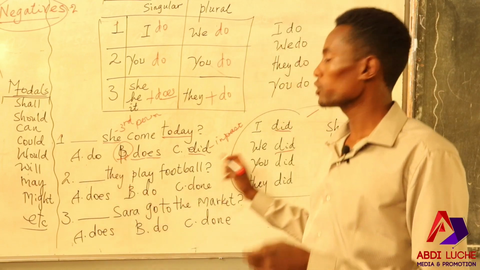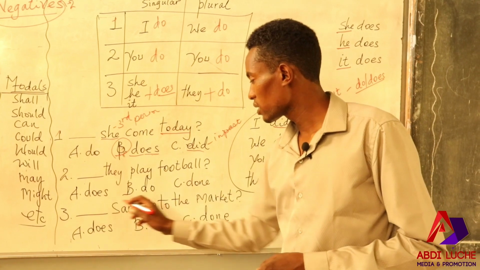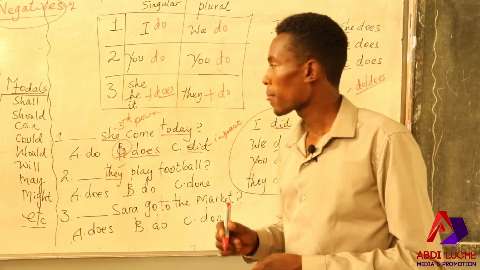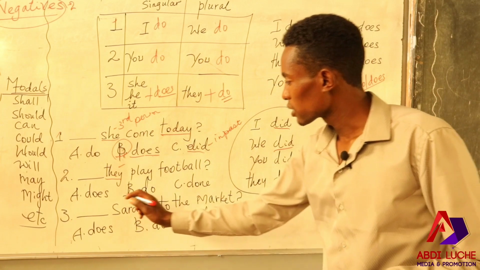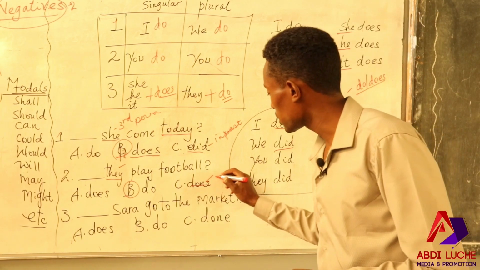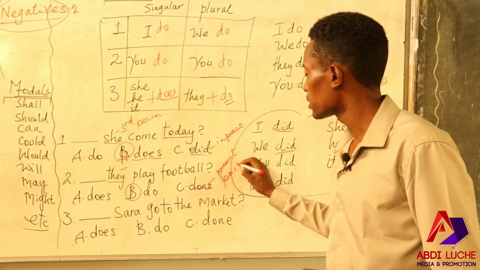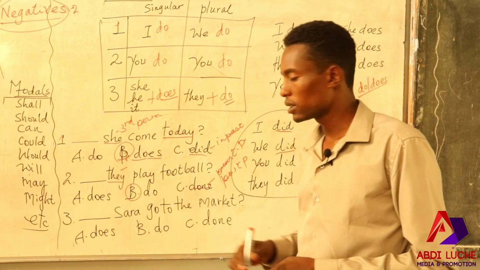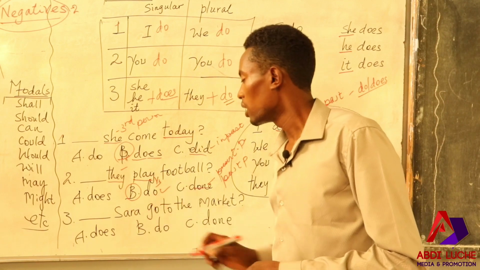Second, do they play football? A. Does. B. Do. C. Done. We have here the subject they. Which auxiliary verb goes with they? Do. Good. So the answer is B. What about this? This is used in present perfect or past perfect. We do not have here have or the V3 of the main verb. So the answer is B.